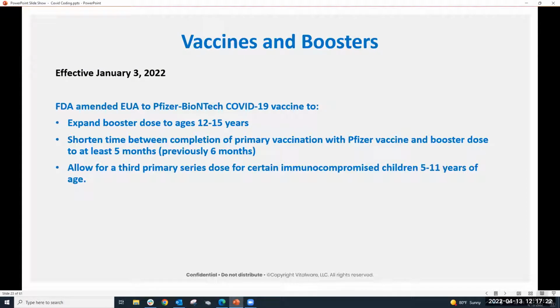All right, so effective January 3rd, the FDA amended the EUA for the Pfizer vaccine to expand the booster dose to ages 12 to 15 years of age, and to shorten the time between the completion of the primary vaccination series and the booster dose. So it used to be 6 months, and they're shortening it to 5 months here. So between your second or third vaccine and your booster dose, it goes from 6 months to 5 months. This amendment also allowed for a third primary series dose for certain immunocompromised children 5 to 11 years of age.